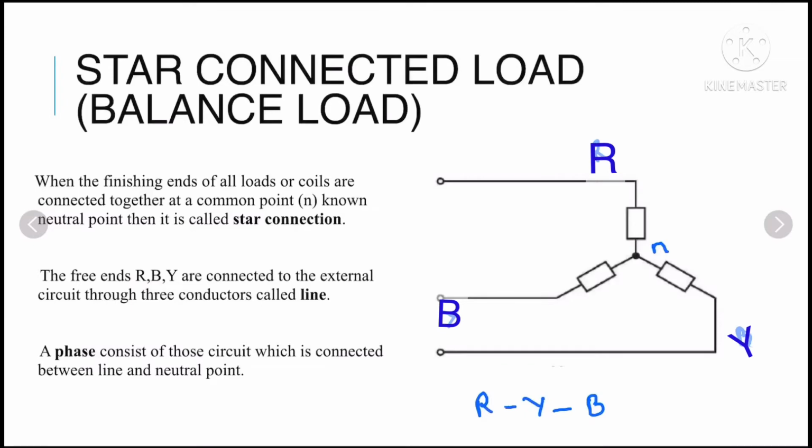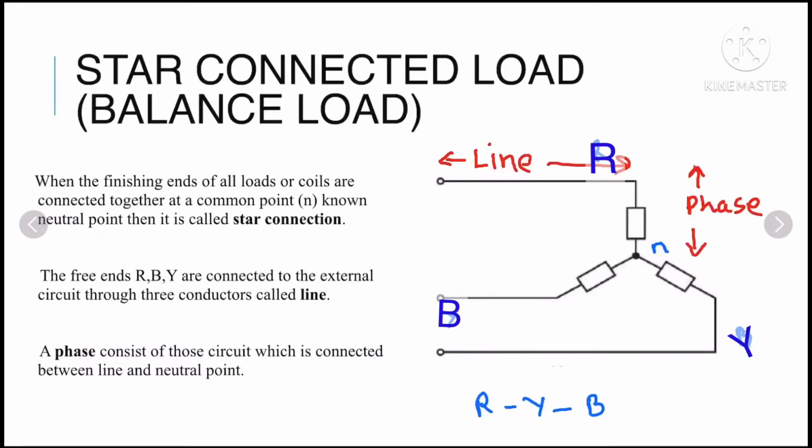Now we have to understand what is phase and what is line in a circuit. The part of the circuit which connects the load or the supply to the external circuit is known as line. In the circuit, the part which connects this load to the external circuit is this part, so this is nothing but a line. Now what is phase? Phase is the part which is connected between a line and the neutral point. So this is your phase. Hope you have understood what is line and phase.